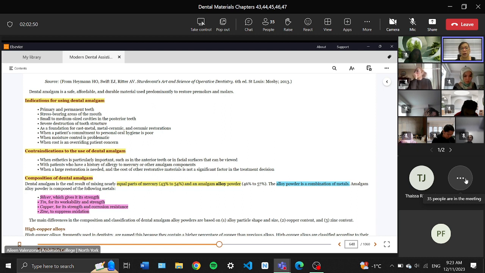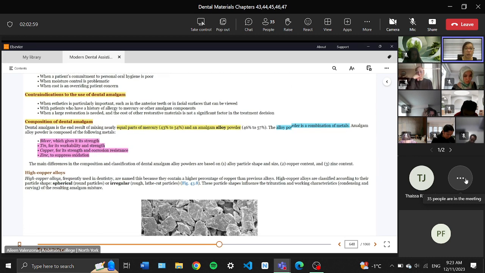When cost is an overriding patient concern, because amalgam is cheaper than composite. Amalgam is cheaper than composite. Now, contraindications to the use of dental amalgam: when aesthetic is particularly important, such as in anterior teeth or in facial surfaces that can be viewed. So there are times that the dentist will use amalgam on the lingual surfaces of the maxillary incisors. Remember, we have class 1 lingual on the maxillary incisors. They place amalgam, okay, but of course they want it only on the lingual area.